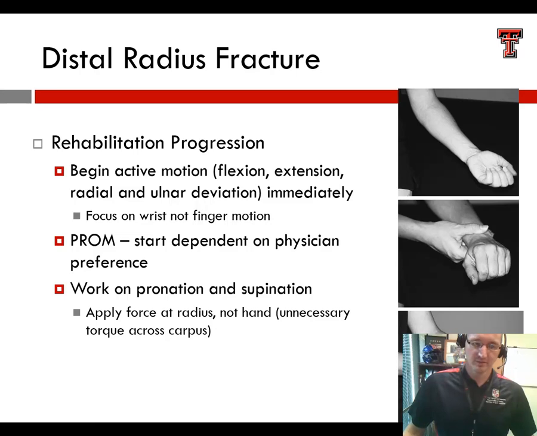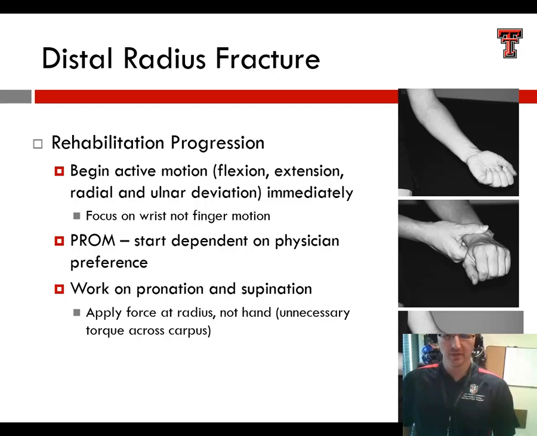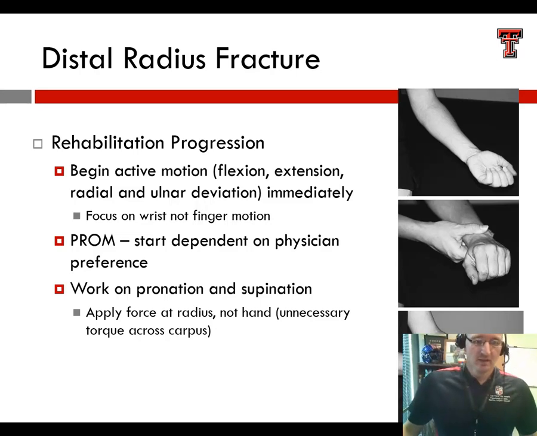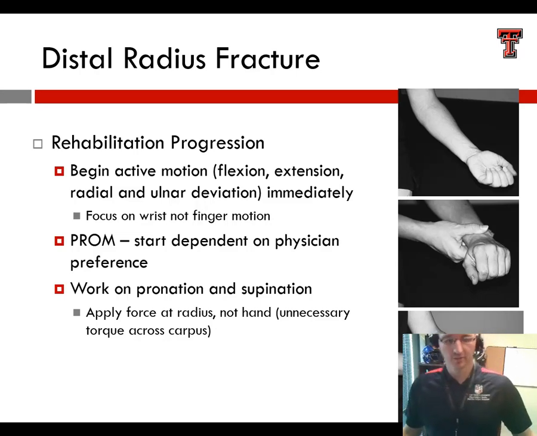Okay. So here we see some examples of some passive stretches. So just holding it in that supinated position may be a stretch sensation, and then further pushing them beyond, overpressure type stretching. Okay. Active motion, remember to focus on wrist, not just finger motion. Once they've come out of that immobilization, whether it's a cast or a splint, whatever, we need to restore that wrist function as soon as possible.